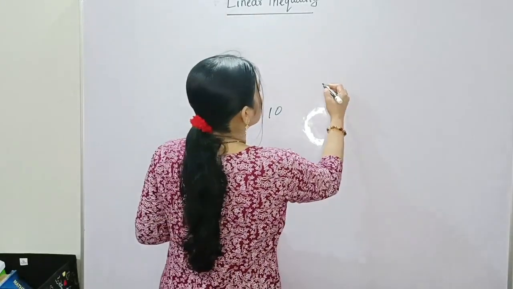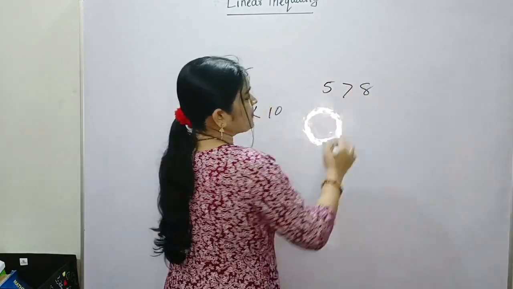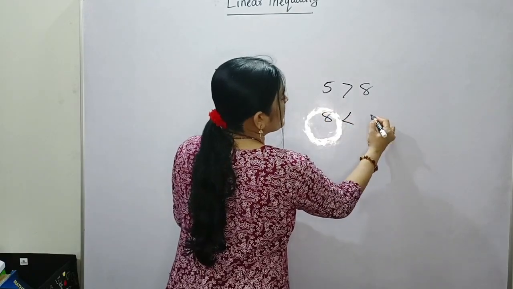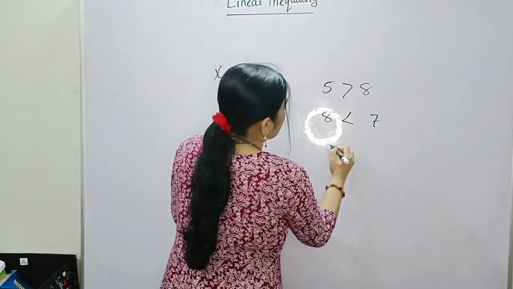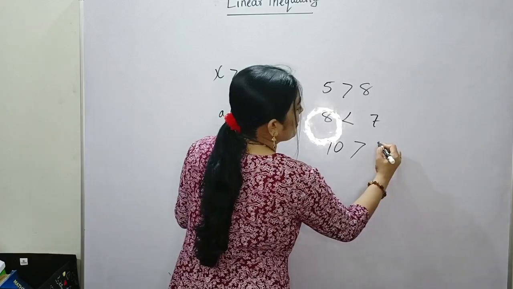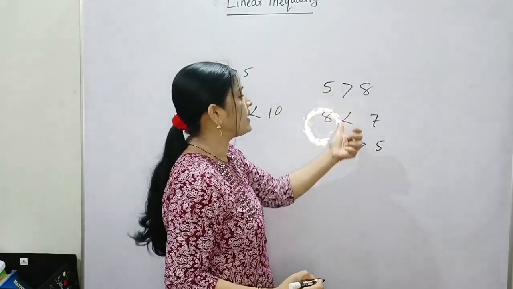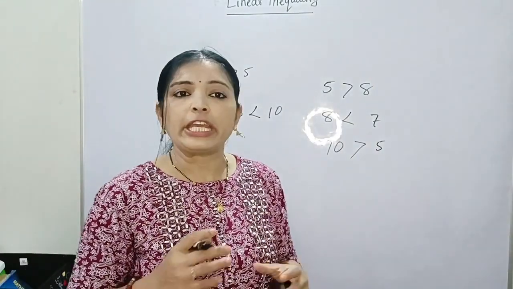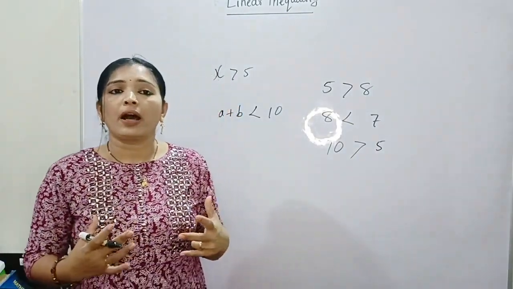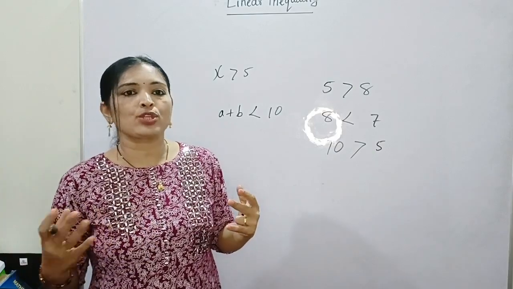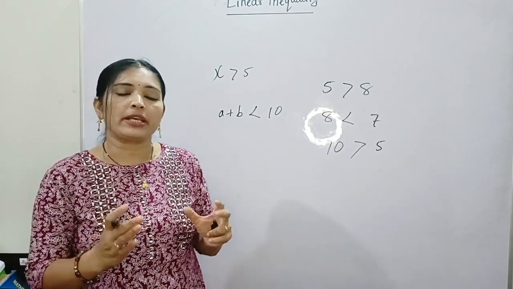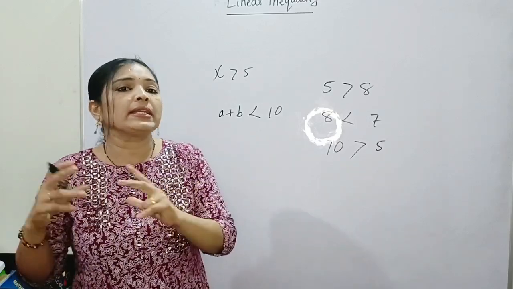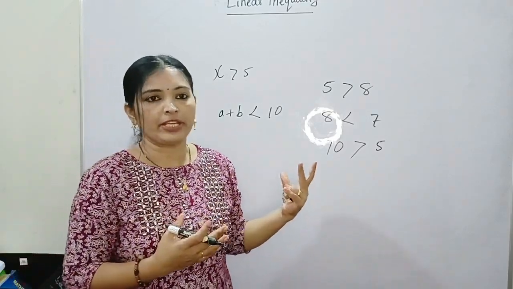For example, 5 greater than 8, inequality. 8 less than 7. Then 10 greater than 5. So these are the inequalities. Now here we will study how to solve inequality. Here we cannot find the exact values of x. Here we will find the range of x, where x is lying in the number line. That we will solve here.